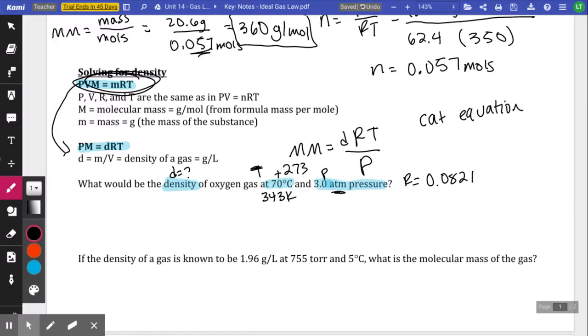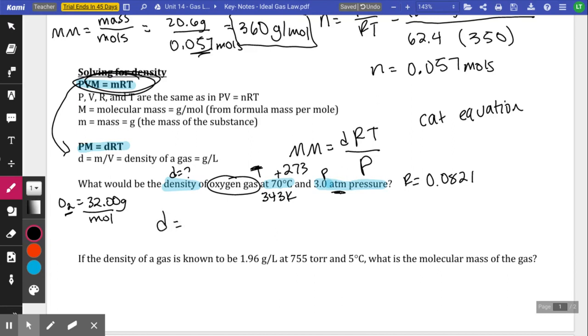Then the other thing we're missing is our molar mass. But we know it's oxygen gas, so we can easily solve for our molar mass. So oxygen gas is O2. So its molar mass would be 32.00 grams per mole. And we got the 32 because there are 2 oxygens. Okay, so then it's just solving your equation.